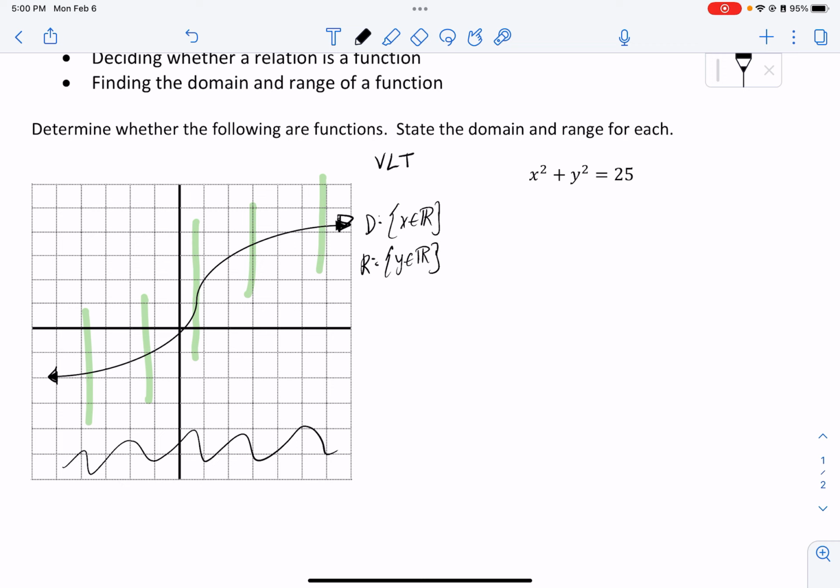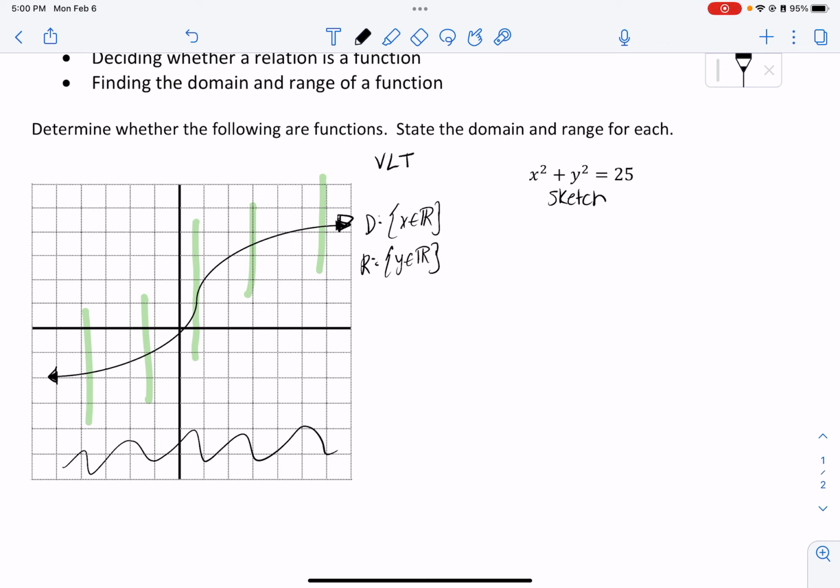Number two, we are given an equation, x squared plus y squared is 25. So you have a couple of options here. You could either make a sketch of this thing, right? And now you're probably thinking, okay, how do I know what this looks like? Well, this x squared plus y squared is 25.